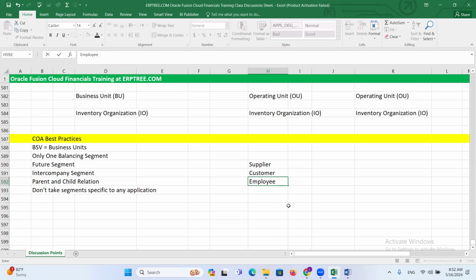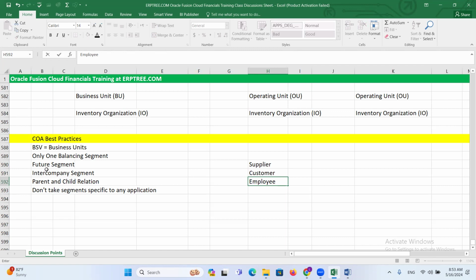If we are not able to maintain suppliers, customers, employees within our system, then you have to take that as a segment into the chart of accounts. What we cannot maintain in any one of the Fusion applications, you have to primarily take as key information in the chart of accounts data.